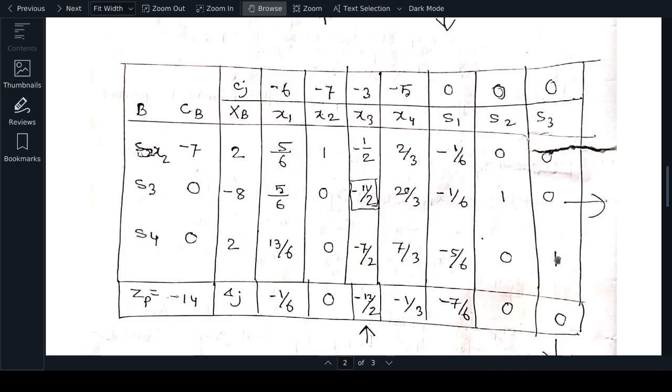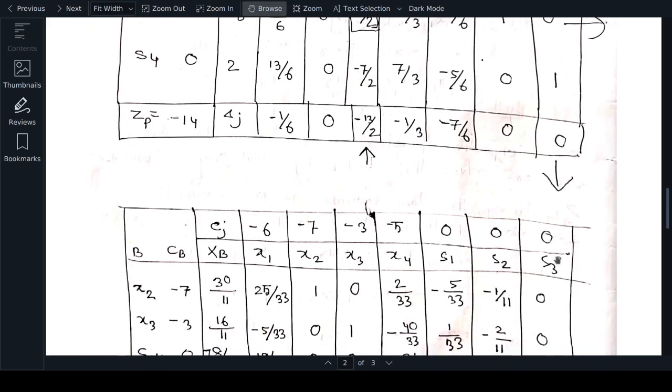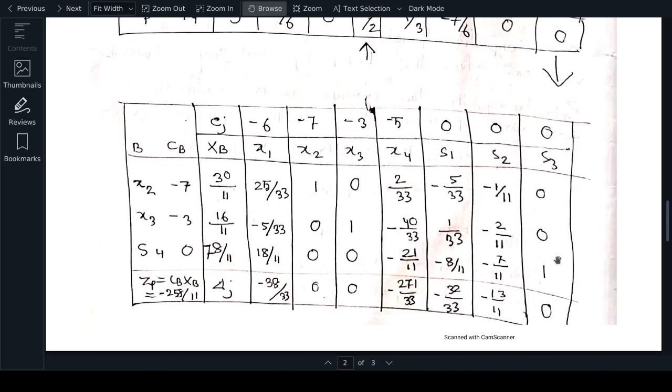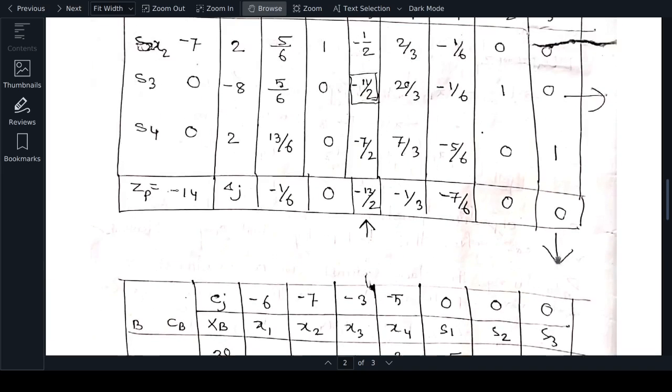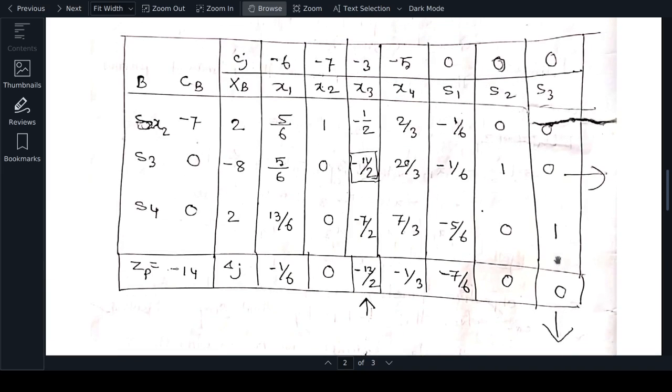And next one is automatically S1 in the second table. See, in the second table, the S1 column is 100. So similarly, you copy and paste in the X2 column. So the X2 column will be like this, 100. You see here, the X2 column will be 100. So without calculating, we solve.